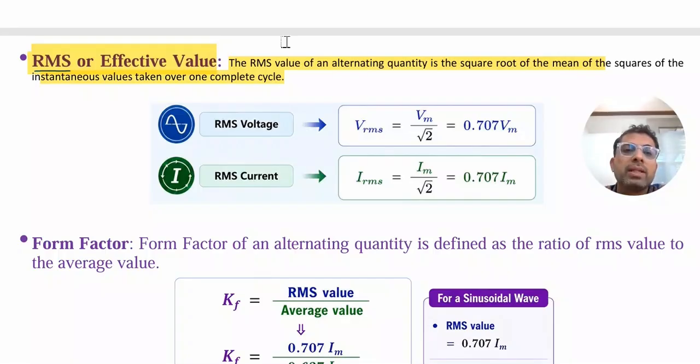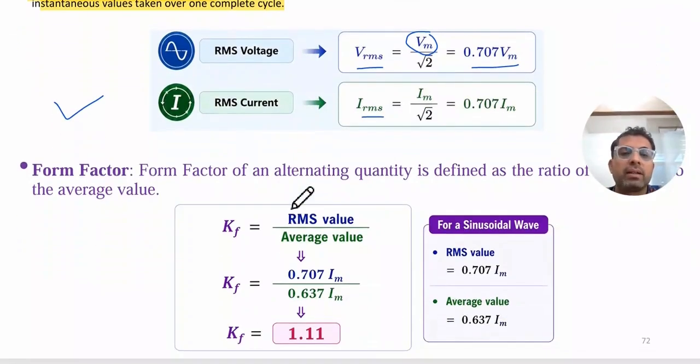And what is the formula for this? VRMS, that is, what is the RMS voltage? Vm by root 2. What is RMS current? Im by root 2. Now these values will be given to you in the exam. If a question is asked, the maximum voltage will be given, you put the value here, and you will get the answer for VRMS and IRMS. Or you can write the formula as 0.707 Vm, or for current 0.707 times the maximum value of current. So this is very simple, RMS voltage and RMS current.